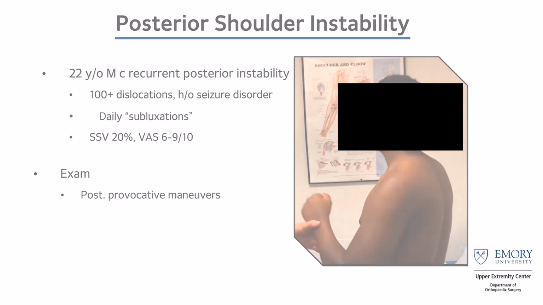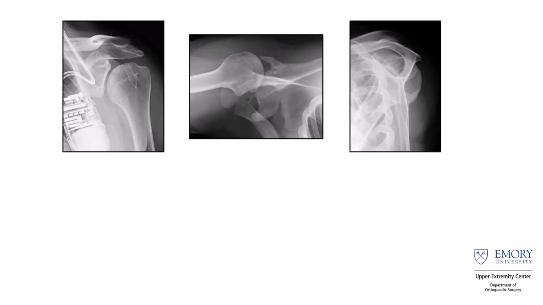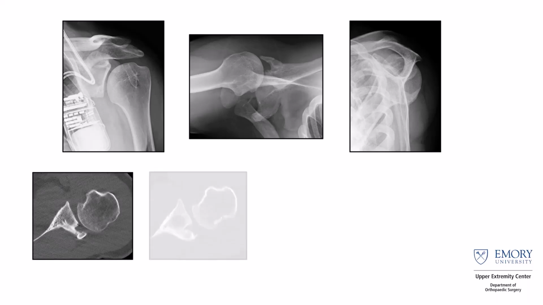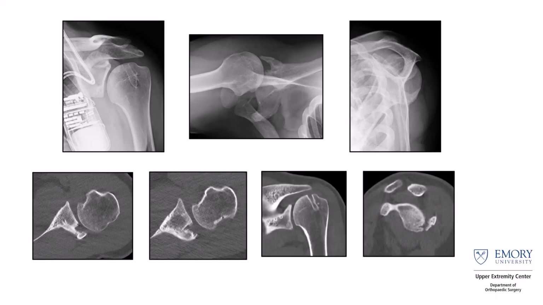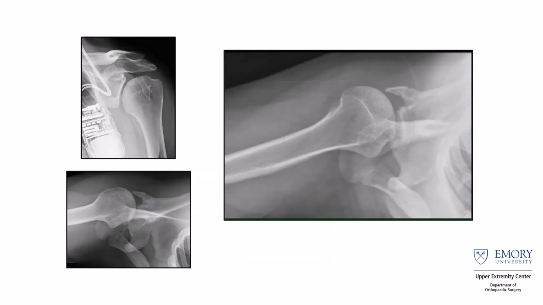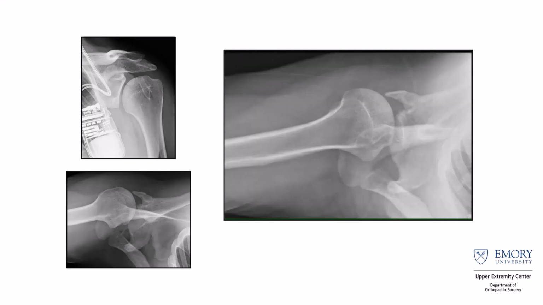His shoulder abduction is obviously very limited, and you can see how limited he is in his overall function. So static x-rays, you can see the AP, or the Grashey, looks pretty normal, the scapula Y looks pretty normal. There is some posterior decentering on the axillary, and you can see on the CT scan, you can also see some posterior decentering. But I think when you see the DDR, you can really get an understanding of what's going on.